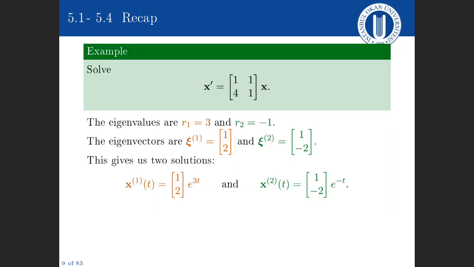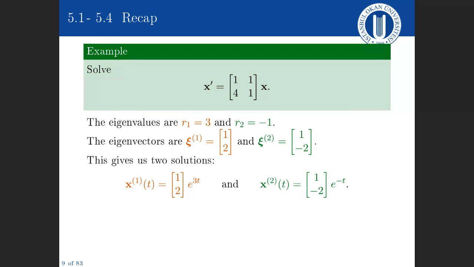So for example, solve x prime is equal to the matrix 1, 1, 4, 1, times x. Step 1, find the eigenvalues. I'm just going to tell you that the eigenvalues of this matrix are 3 and minus 1. Step 2, find the eigenvectors. And I'm just going to tell you that the eigenvectors of this matrix could be 1, 2, and 1, minus 2.